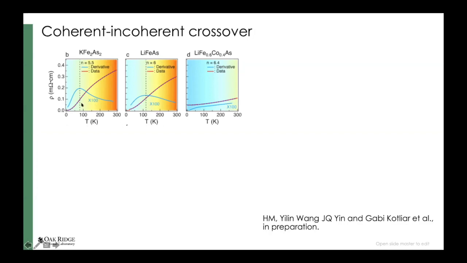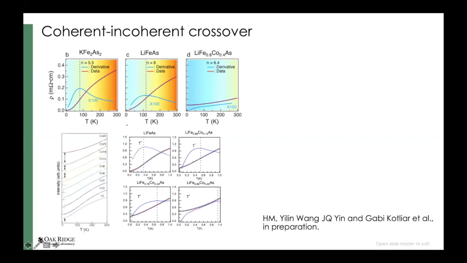And you see for 5.5, you have a much lower coherent incoherent crossover temperature, but for the electron doped side, it goes all the way up to above or close to room temperature, even though for this material you have a lot of disorder. And we measured a lot of materials.